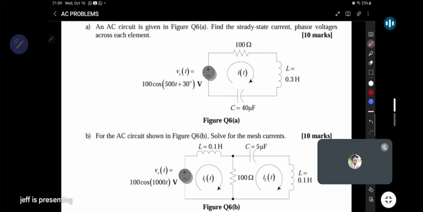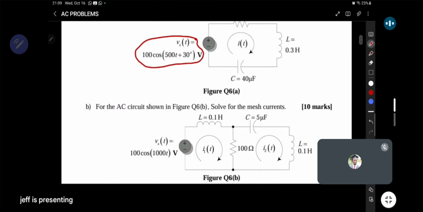So these are AC problems, and the signature for AC is the presentation of a supply in a sinusoidal waveform. As you can see here, we also have a presentation in sinusoidal waveform. So once we have that, we know to say this is AC.